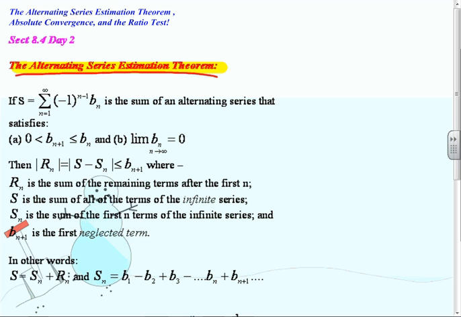Because it's going to be on the exam. I don't always say, well, every topic we talk about will be on the exam. But the alternating series estimation theorem will be on the exam. You will be asked somewhere on the exam to estimate your sum or to find the error.